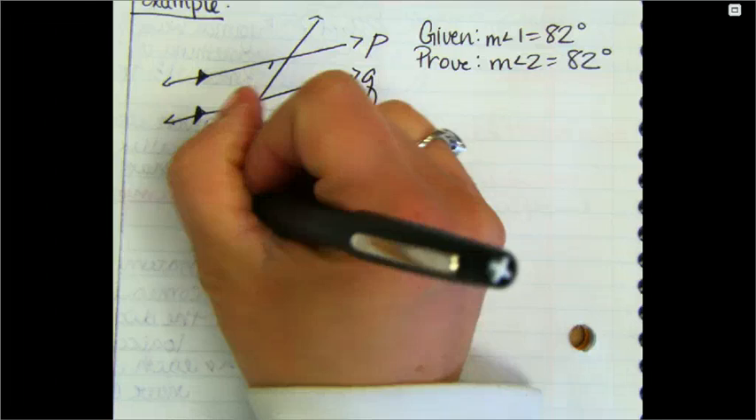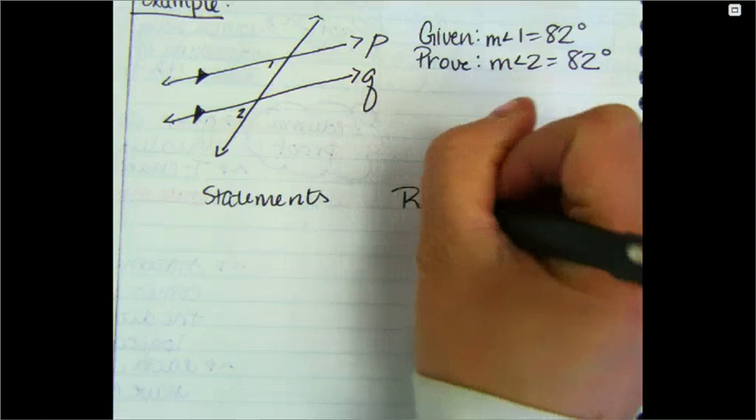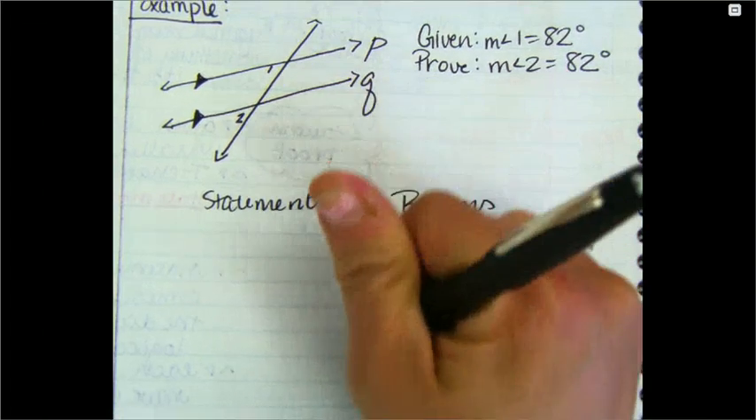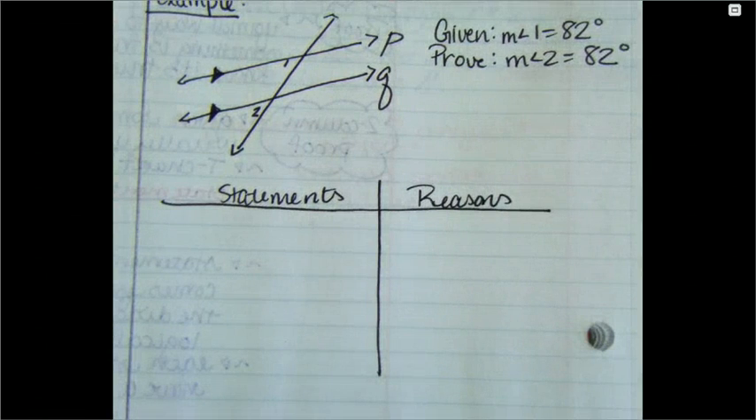In order to write the proof, we're going to have a side that says statements, and the other side says reasons. And then you're going to put your pencil down, and you're going to help me do this by watching. Okay, ready? All right, pencils are down and we're watching.